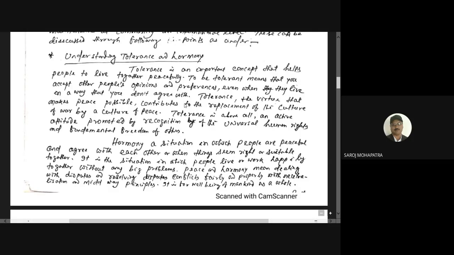So tolerance is above all an active attitude promoted by recognition of the universal human rights and fundamental freedom of others.